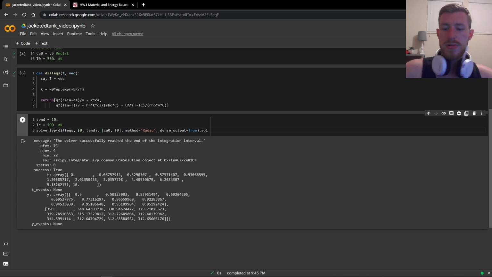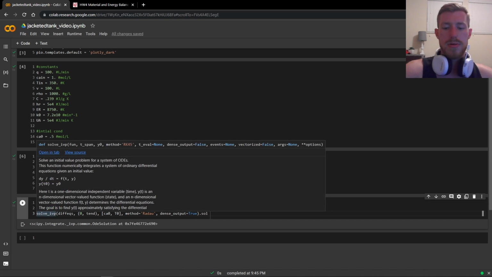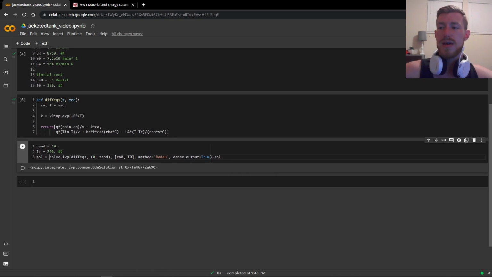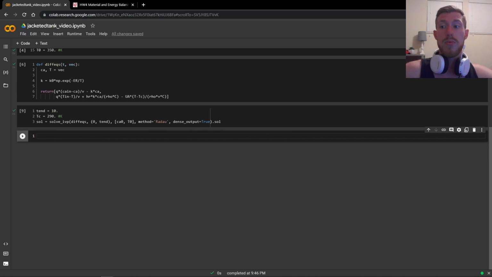So we're going to do .sol, and it's going to just tell us that. So we're going to set this equal to sol. So now we've assigned the solution object in memory to the variable sol, and now we can use that from memory to graph according to whatever span of time we're actually interested in.